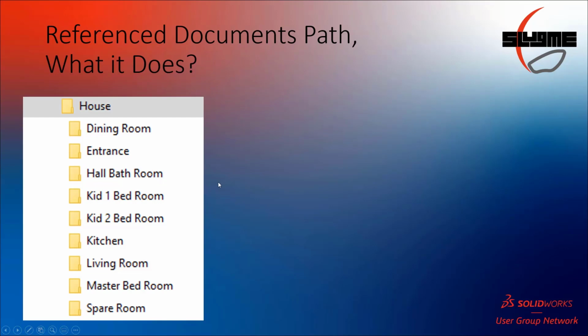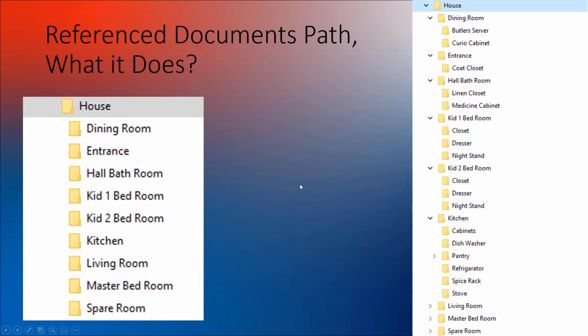Well, it's actually a little more than that, because if we expand this, you'll see the dining room has the butler server and the corner curio. The entrance also has a coat closet. The hall bath has a linen closet and a medicine cabinet. The kid 1 bedroom also has a closet, a dresser, and a nightstand. Same with the kid 2. And then you hit the kitchen. So now you're going through.